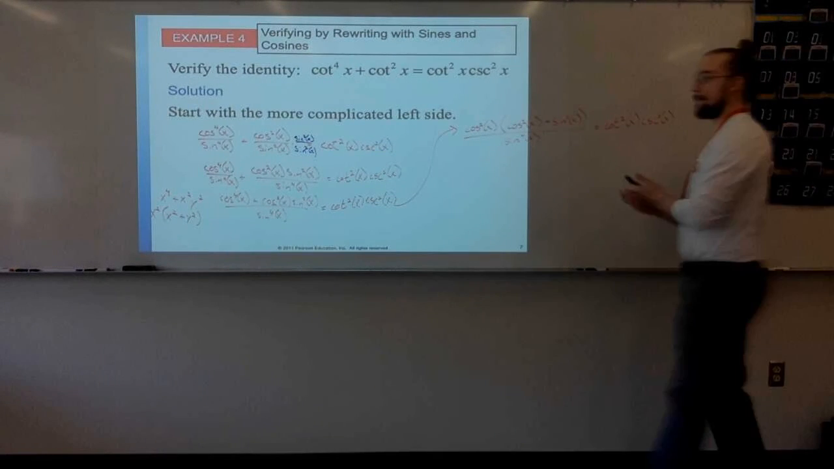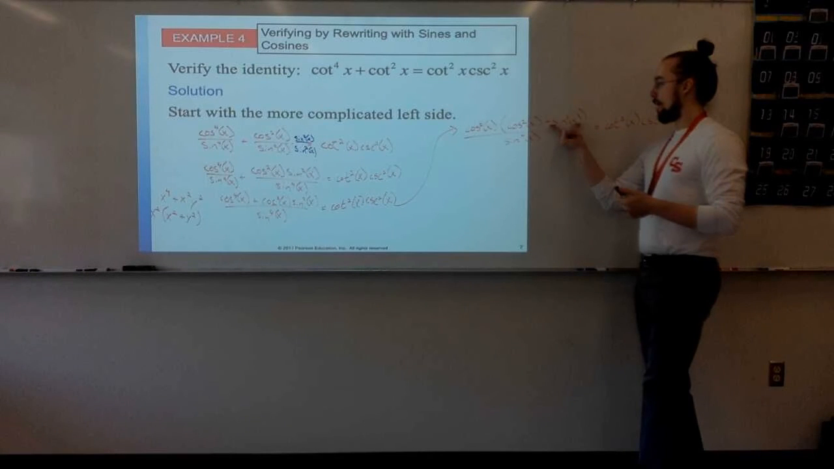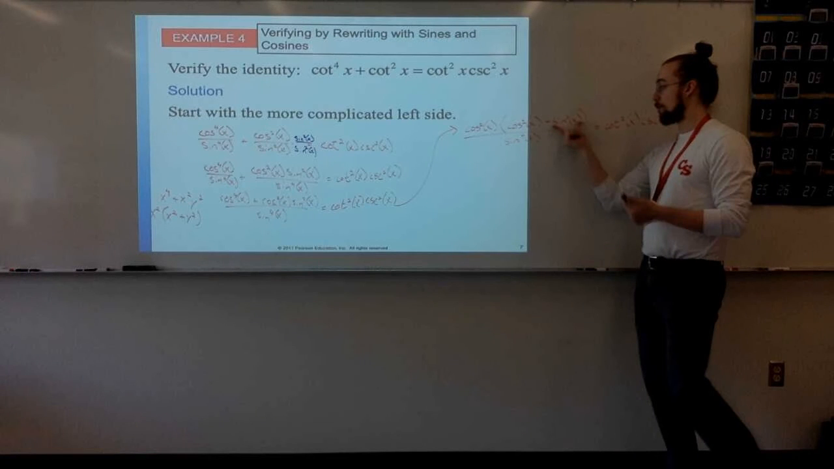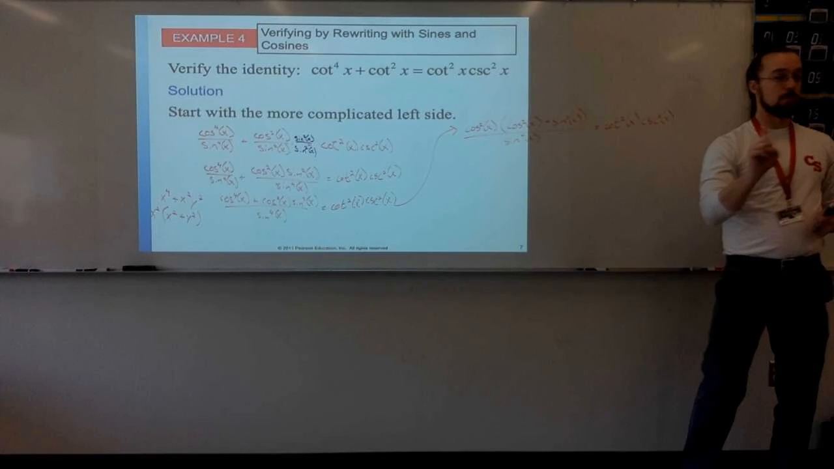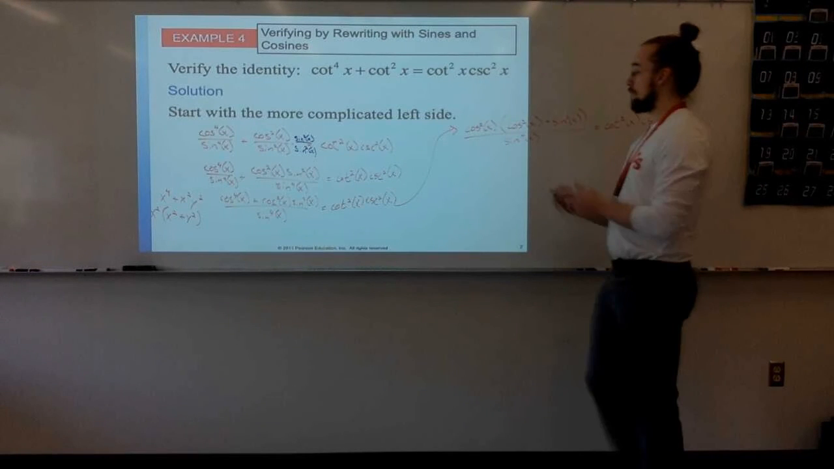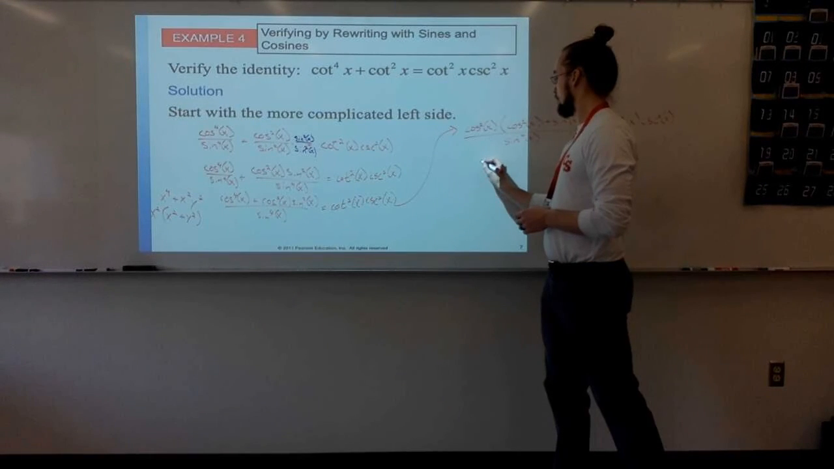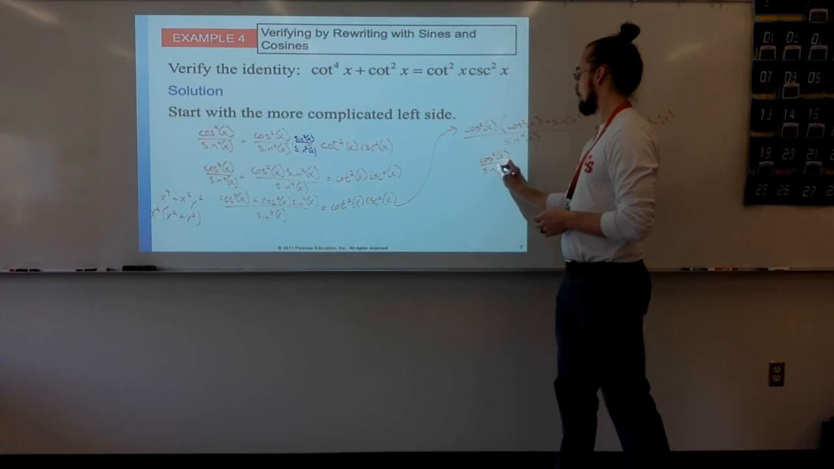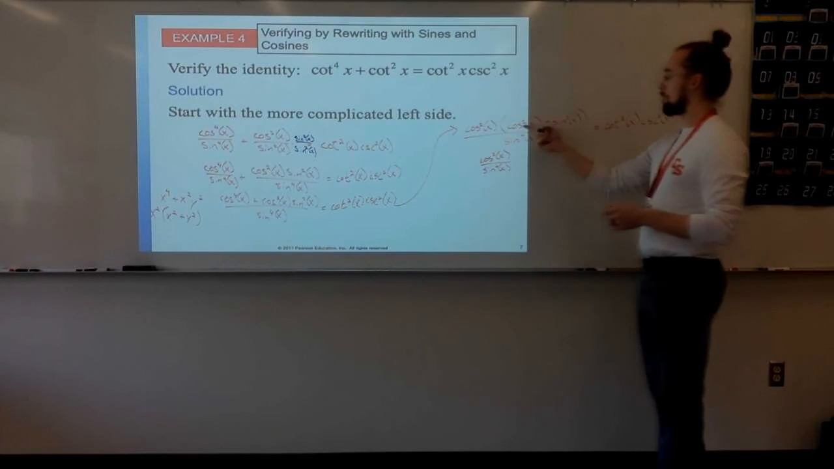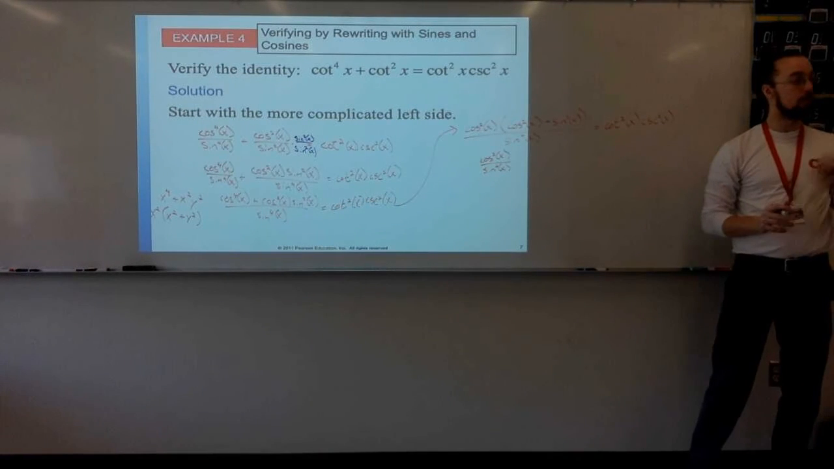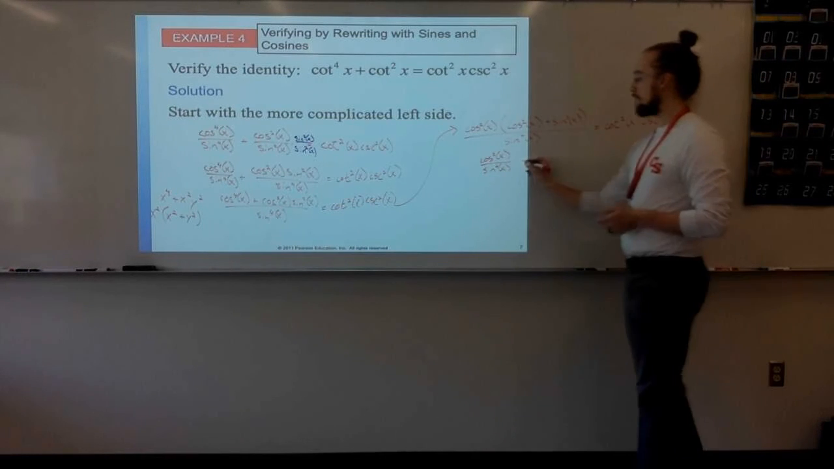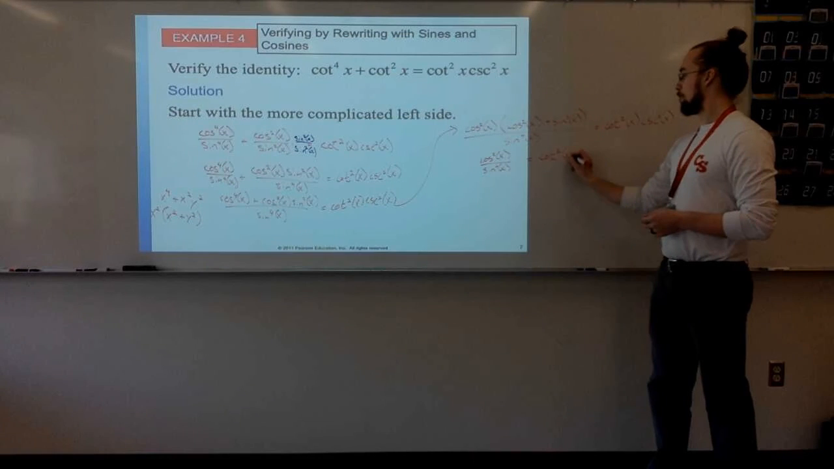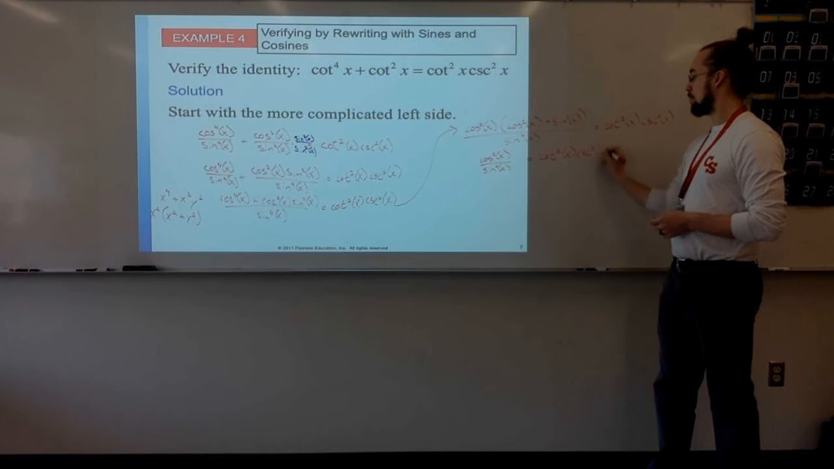So now I see a Pythagorean identity. I've got cosine squared plus sine squared. That's just equal to 1. So this just ends up becoming cosine squared over sine to the 4th. This whole thing, cosine squared plus sine squared, is just equal to 1. That's our Pythagorean identity. And again, I still want this to equal cotangent squared times cosecant squared.